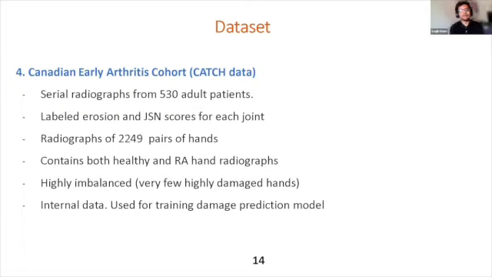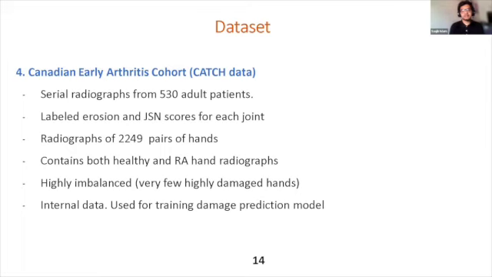And finally, the Canadian early arthritis cohort data, which is a large data set containing multiple follow-ups from 530 adult patients. Serial radiographs from 530 adult patients. Each of the radiographs had a labeled erosion and JSN score, in other words the Sharp scores, for each of the joints in the radiographs. In total, there were radiographs of 2,249 pairs of hands, and they contain both healthy and RA-affected hands. However, the data set was very highly imbalanced. That means there were very few highly damaged hands with high scores. The mean erosion and JSN score was around 1 to 1.2 for the whole data set. This was used as an internal data set for training the damage prediction model.